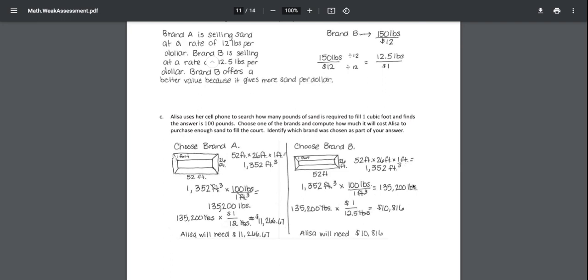So steps again. Same with B. Find the area, multiply it by 100. Divide it by the number of pounds per dollar. In this case, we're dividing it by 12.5 pounds. Still a lot of money because she's going to need $10,816. You will absolutely see a question like this on your test.